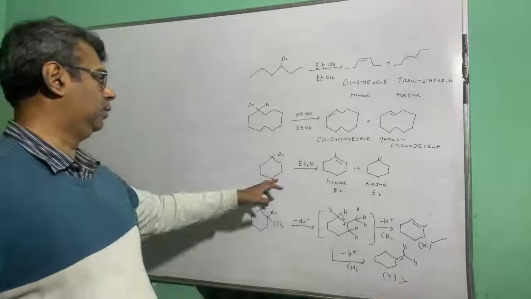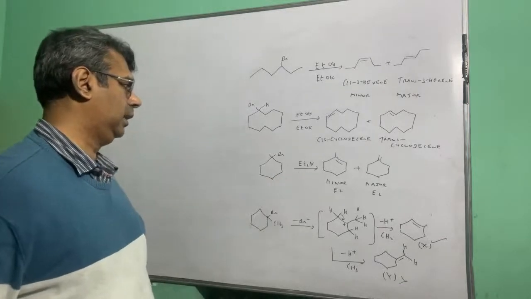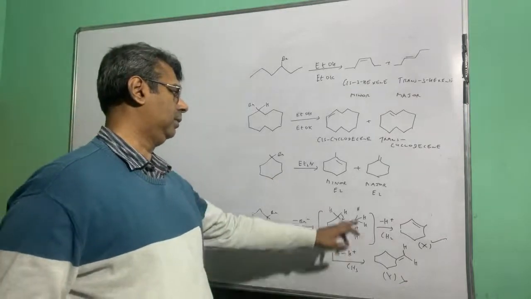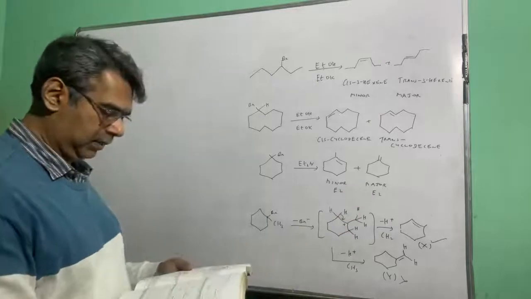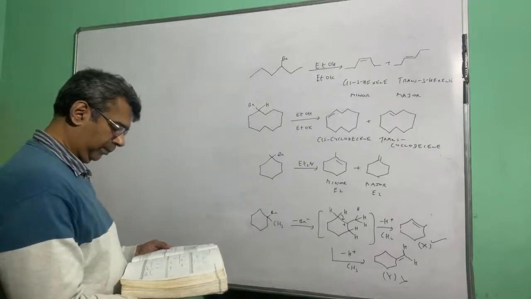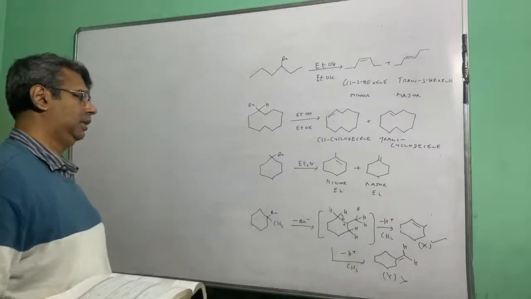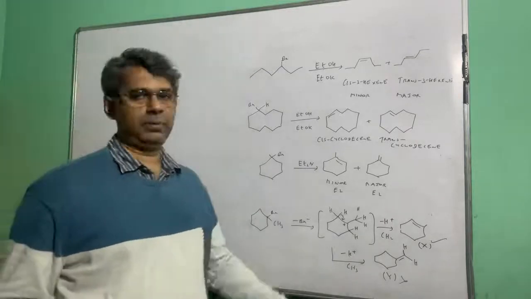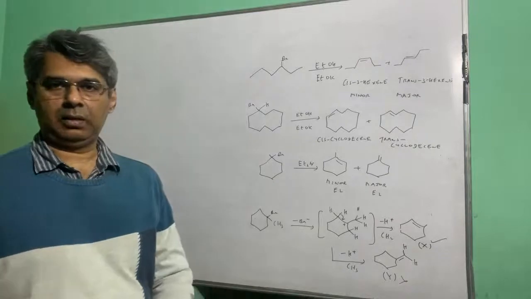Then if you have a hindered base like triethylamine, then the Hoffman product will be major and the Saytzeff product will be minor. So that means that when the base is hindered, the opposite happens. Saytzeff is minor and Hoffman is major.